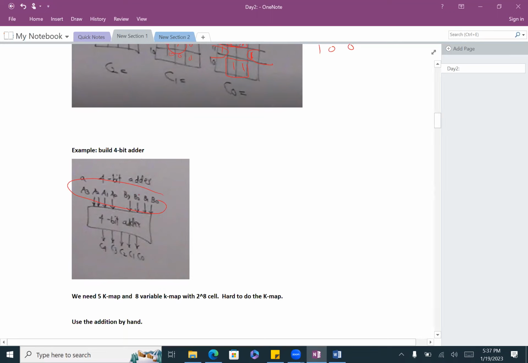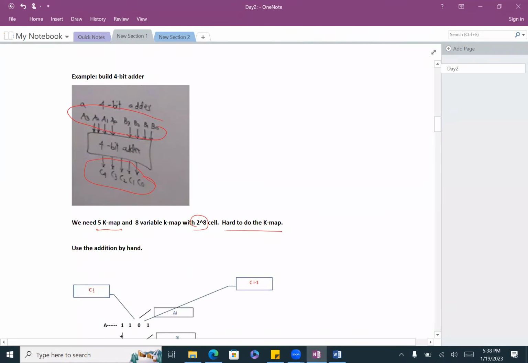So in this case, we'll use a second approach, which is called the bit slice approach. What that means is you divide your problem into a 1-bit problem, and you do a design for only 1 bit. Then somehow you combine the 4 bits together to build the whole circuit. As we mentioned, we need 5 K-maps because we have 5 outputs, and we need 2 to the power 8, which is really hard in a K-map. So that's out of the picture.